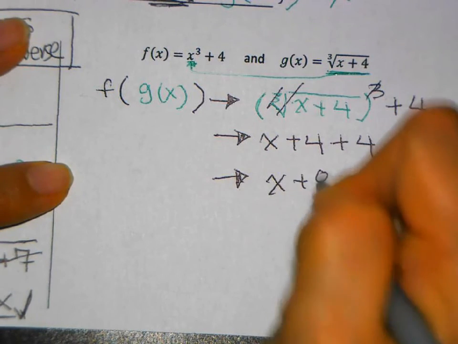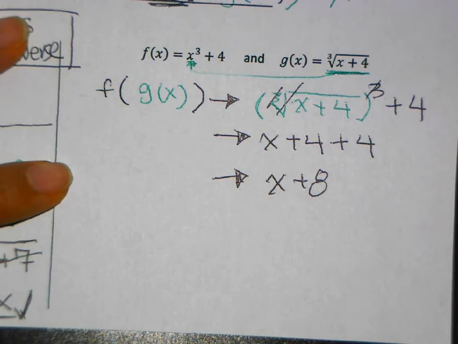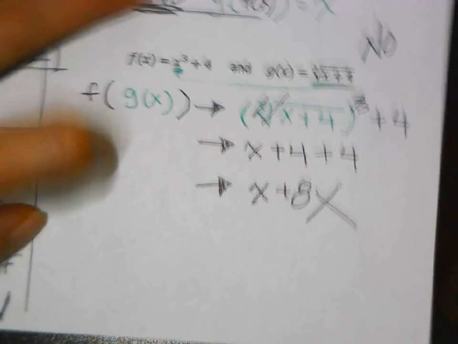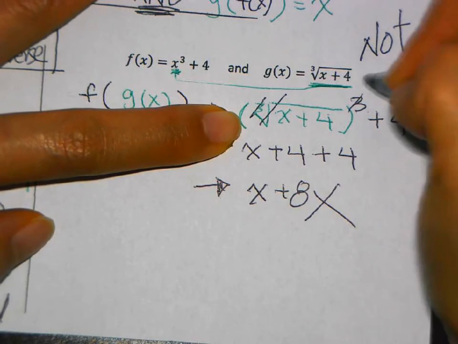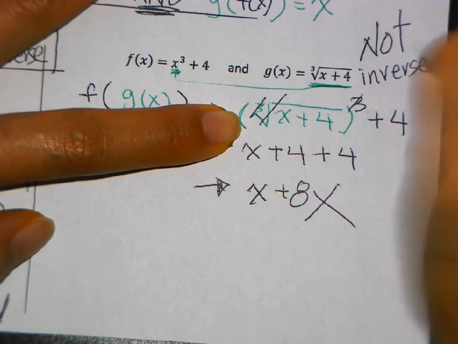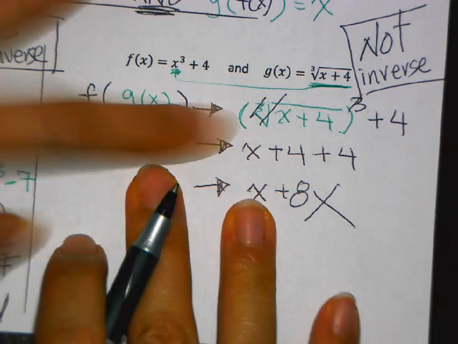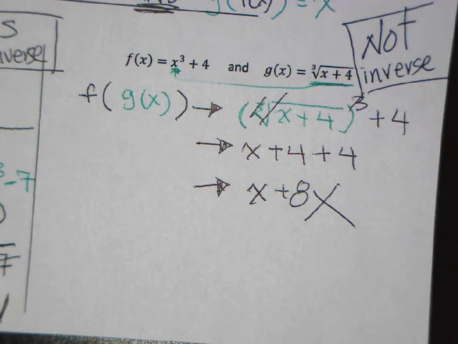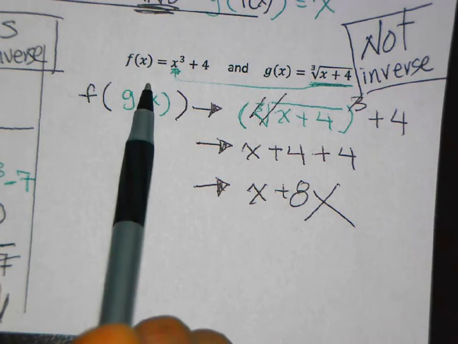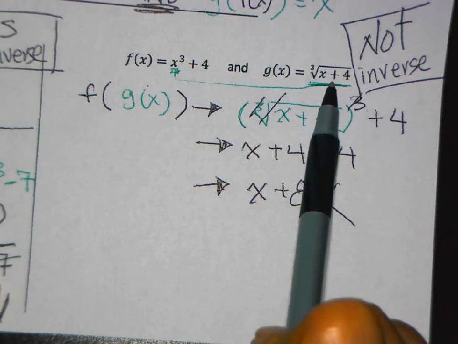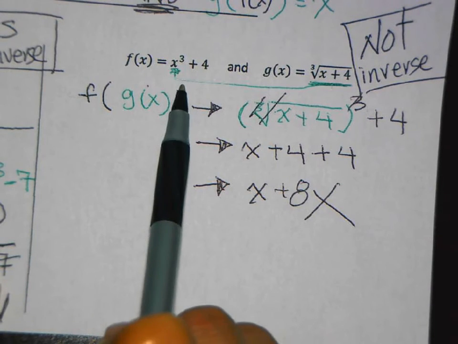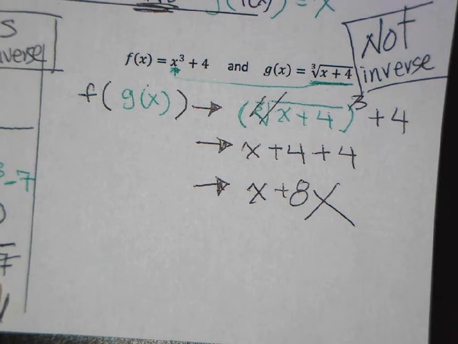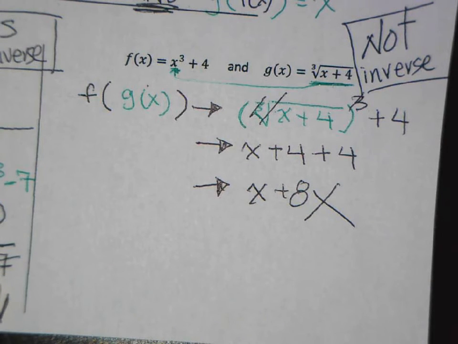X plus 8. Is that equal to just x? Nope, that is not equal to just x, so I can say not inverses. They are not inverses of each other. Y'all, this is a lot of work, but there's another way to do it. If f of x is an inverse of g of x, and g of x is an inverse of f of x, I can take one of these equations and find the inverse, and it should match the other equation.